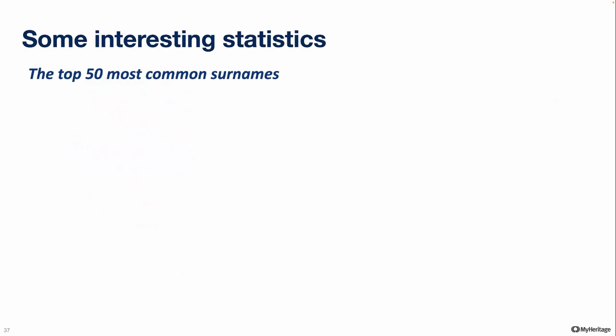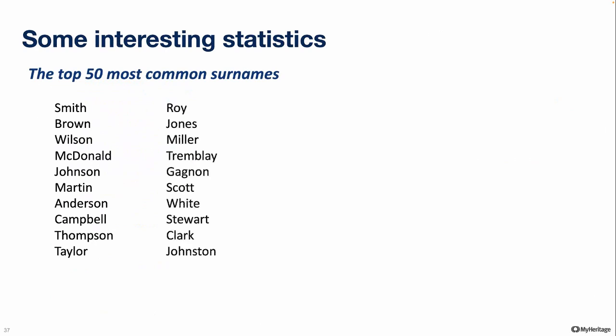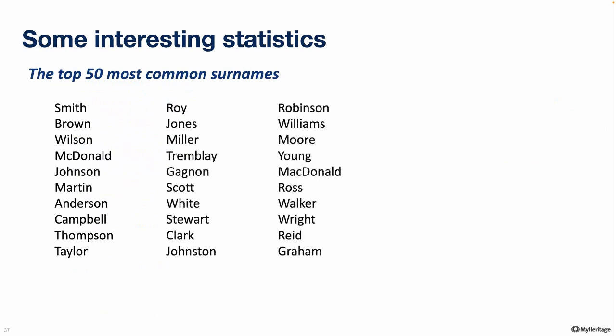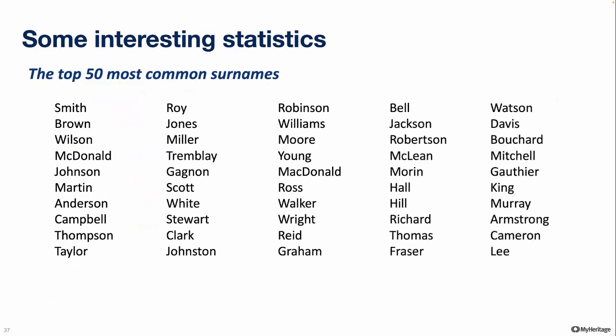Let's look at the top 50 most common surnames. So here are the top 10, Smith through Taylor. The next 10 are 11 through 20, 21 through 30, 31 through 40, and 41 through 50. And to me, whenever I'm doing research, I do like to consider what's the popularity of the surname that I'm searching.